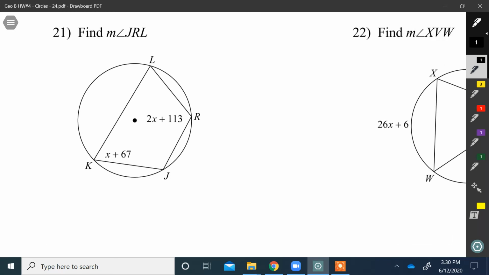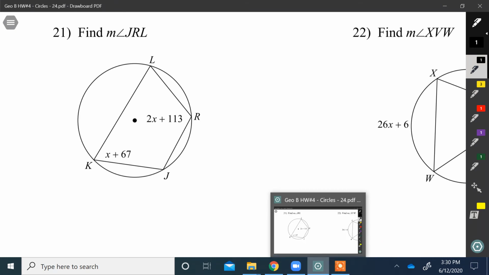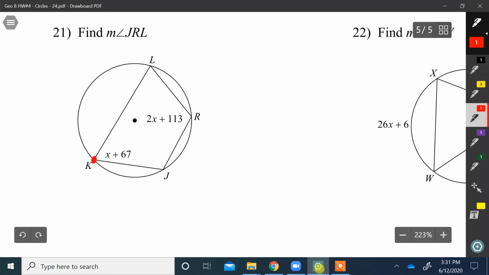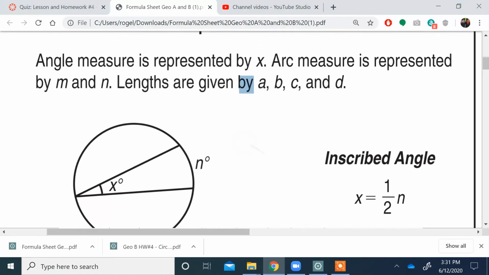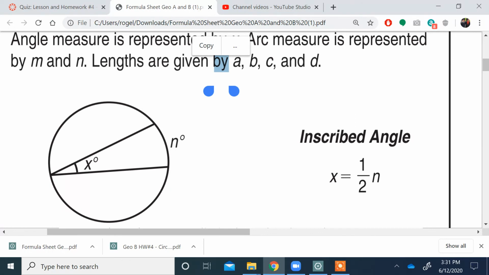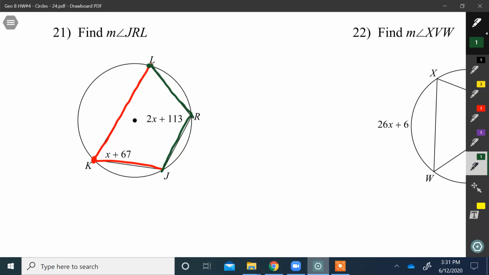Okay, this right here, it's a little bit more challenging. This one here seems like there is a lot going on. What we have here is inscribed angles. We have an inscribed angle there, and we have another inscribed angle. If you look at the formula sheet, we do have a formula for that. Those are my inscribed angles right there. x is equal to half of n. Alright, so let's figure out what this is.